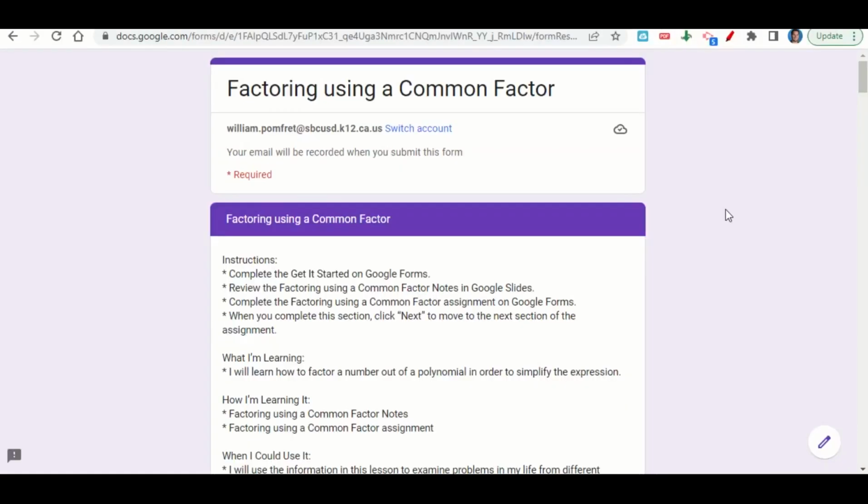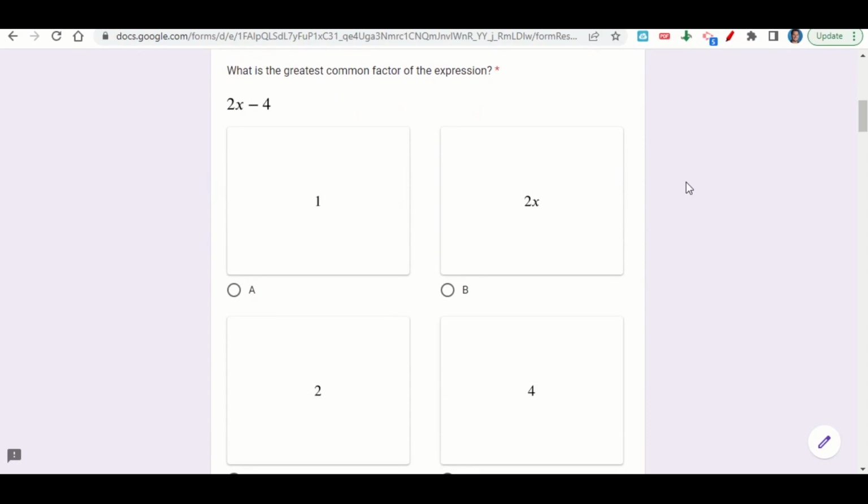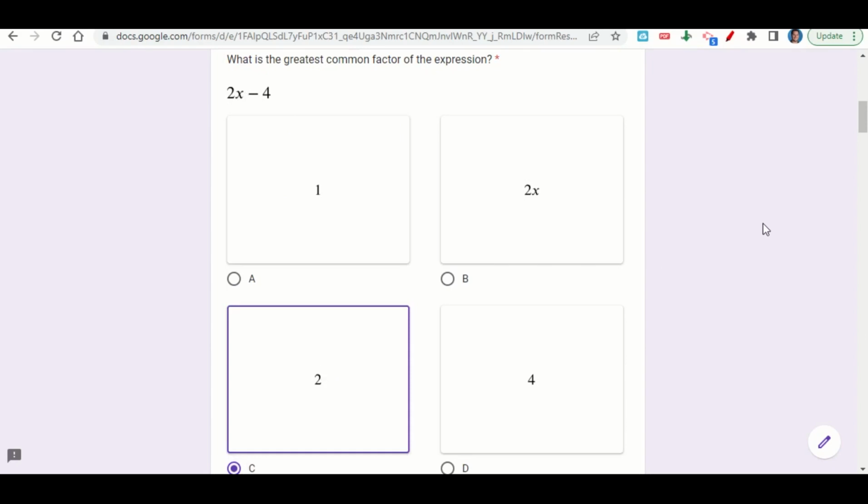Let's take a look now at the factoring using a common factor assignment. The assignment begins with the learning goals and success criteria. If you scroll down, we can see the questions. The first one says, what is the greatest common factor of the expression? Well, we can see that in 2x minus 4, there's a 2 in common. So the greatest factor is 2. So we go ahead and mark that.